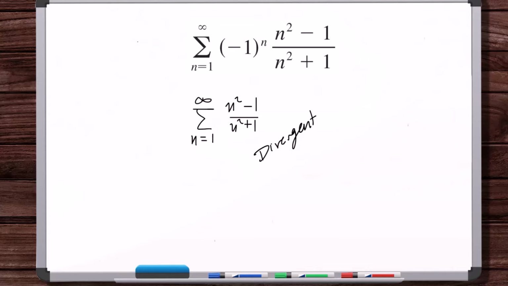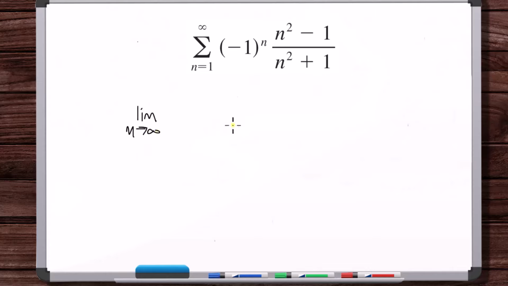The test for divergence is what I should have started with here. What is the limit as n approaches infinity of minus 1 to the n, all that work? What is this limit? This goes to 1. Minus 1 to the infinity is oscillating between 1 and negative 1. That's an oscillating discontinuity. This is divergent, so this is divergent.